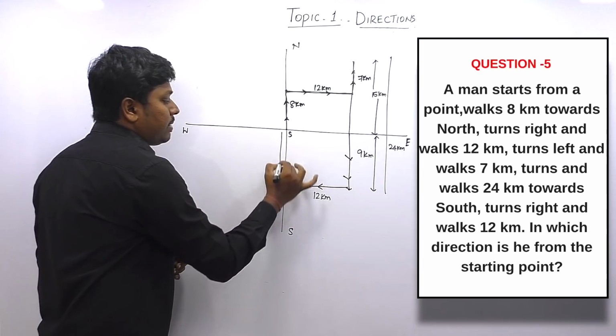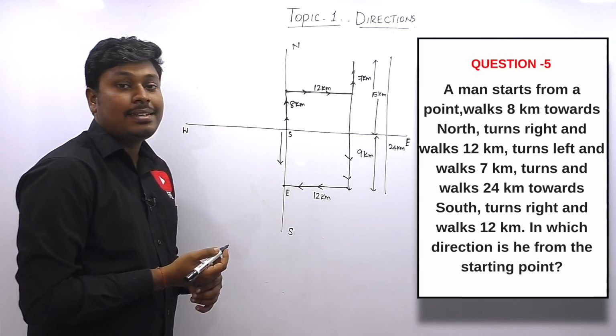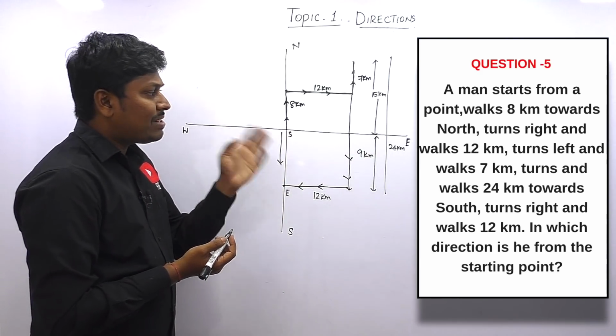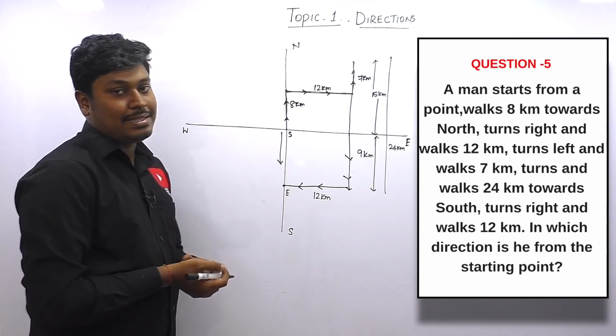So from the starting point, E is in the direction of southern side. So the answer for this question number 5 is southern side.